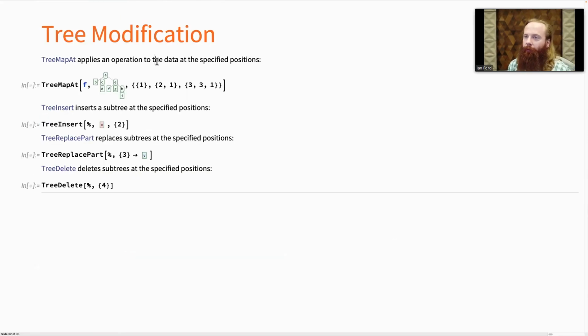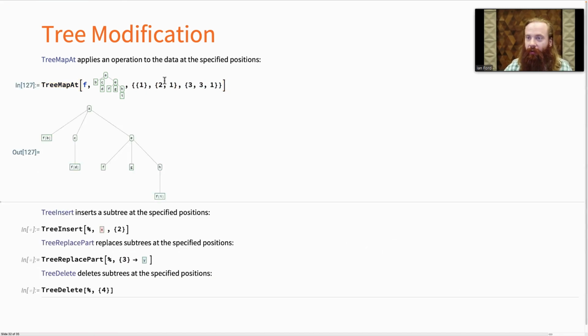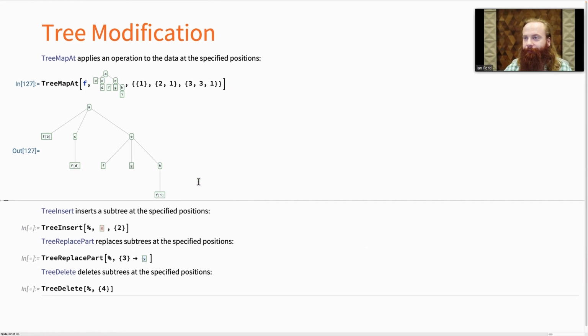So you can not only extract the data at those positions, but you can also modify the tree at those positions. So these are the 4 functions for modifying trees at a given position. The first is tree map at. So tree map at is like tree map, except rather than traversing the entire tree, you give the specific positions that you want to apply the function at. So here's those same 3 positions, and we're going to apply the function f at those 3 positions. And we see f has been applied to B, D, and I.